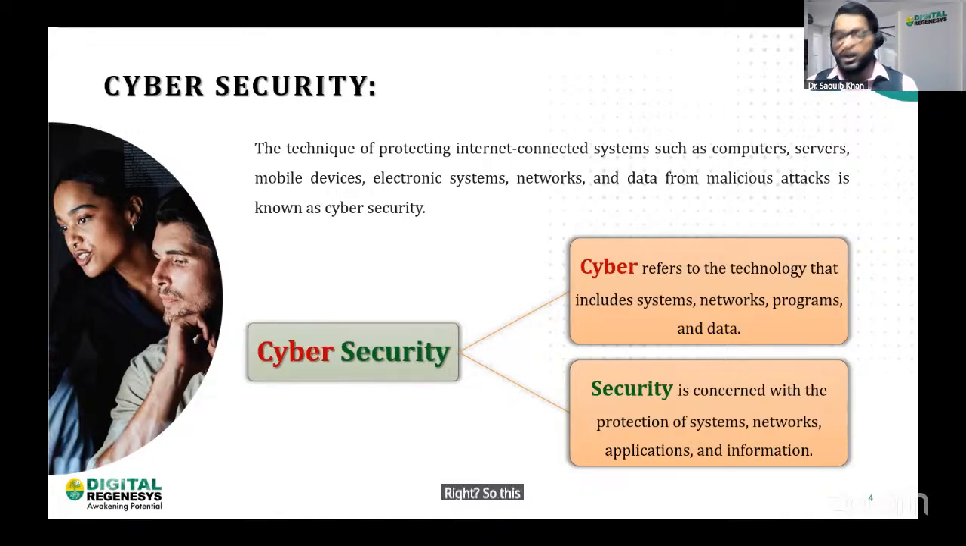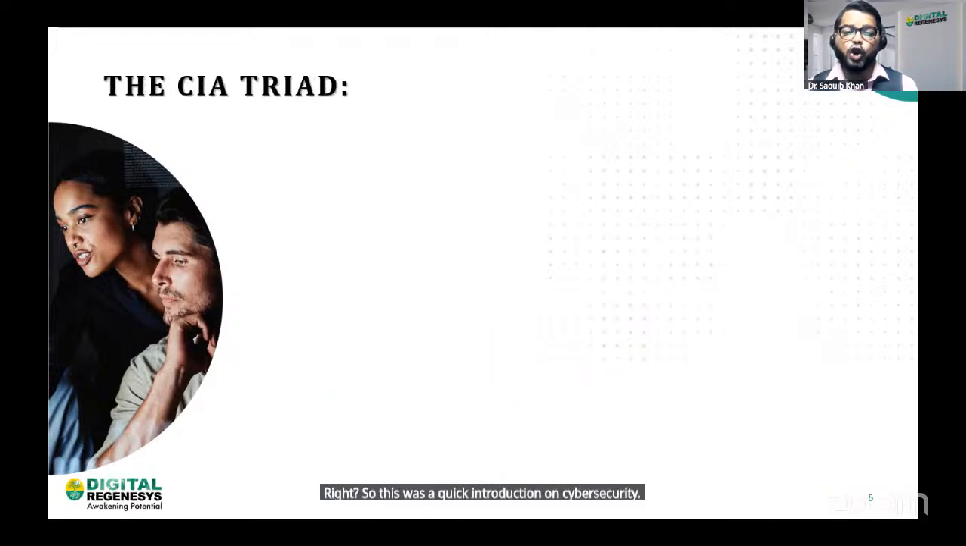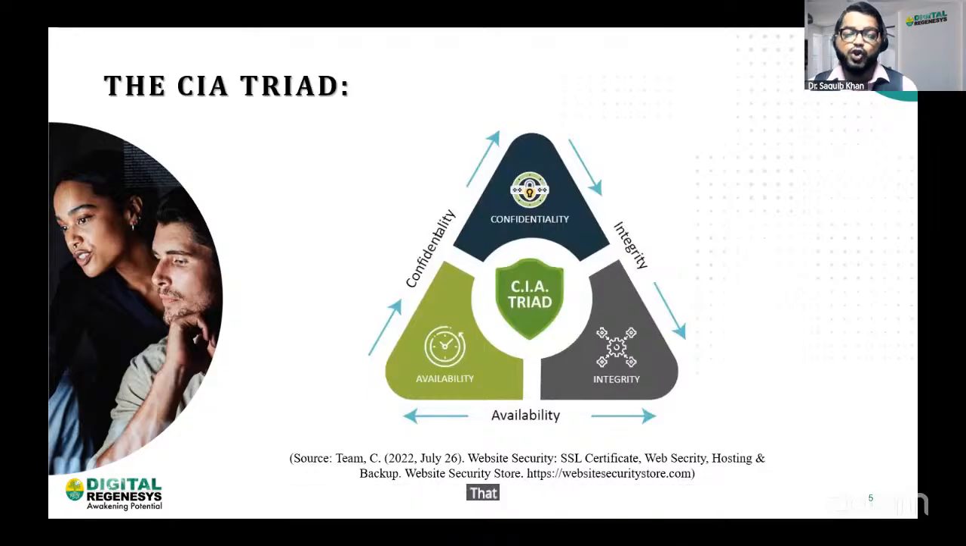So this was a quick introduction to cybersecurity. Now, when we talk about cybersecurity, there is one model that I cannot ignore. That is the CIA triad. This is the foundation of cybersecurity because it is a model that guides how we protect information and systems, where C stands for confidentiality, I stands for integrity, and A stands for availability. Together, these principles make sure that data is secure, accurate, and accessible.